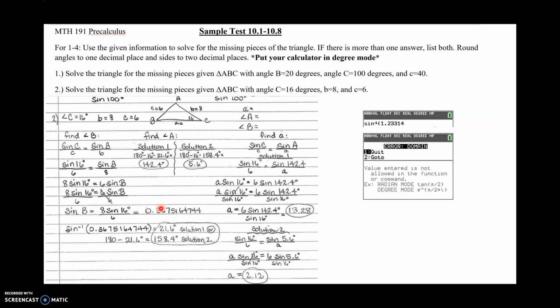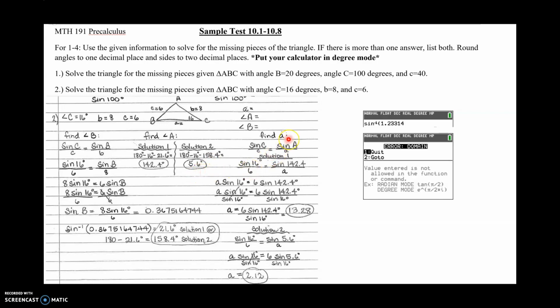For instance, when I go to find angle A, if I'm going to do 180 minus angle C, which was 16, minus angle B, if angle B is 21.6, then angle A is 142.4. But if angle B was 158.4, then angle A is going to be 5.6. So there'll be two solutions for that as well.